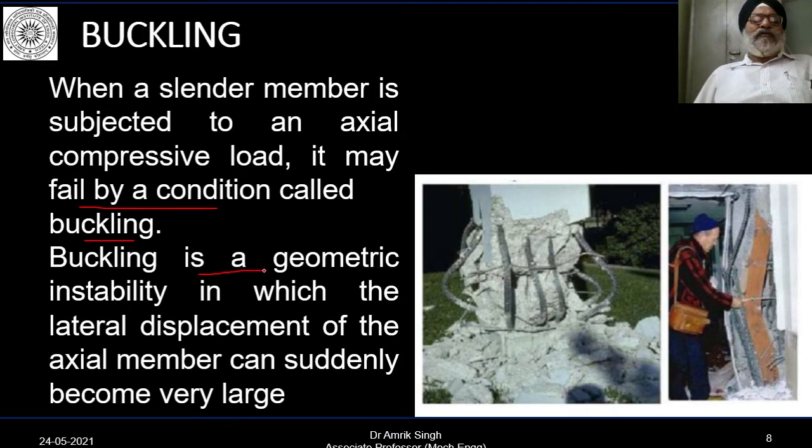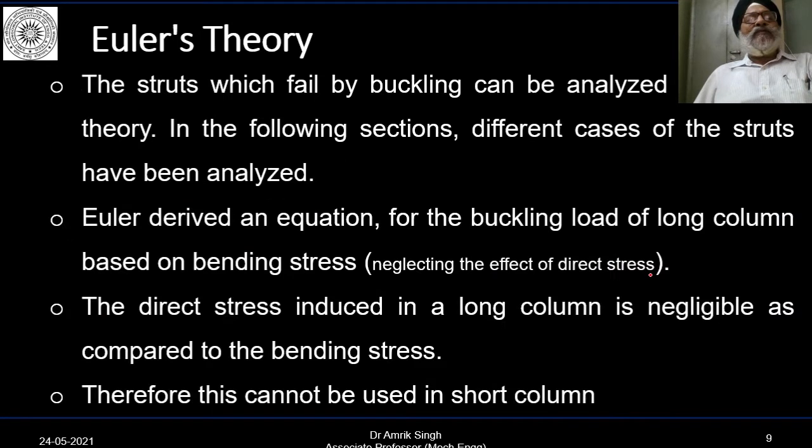So buckling is a geometrical instability in which the lateral displacement of the axial member can suddenly become very large. You see, this was a line of the loading. This was a line, but suddenly it has drifted away from this line. So it has buckled. Okay, the lateral displacement has become very large.